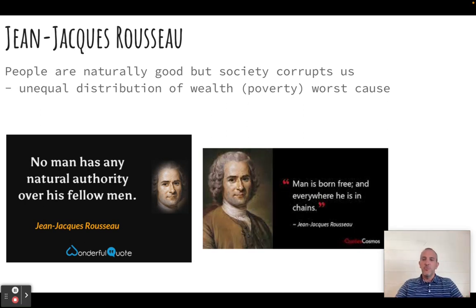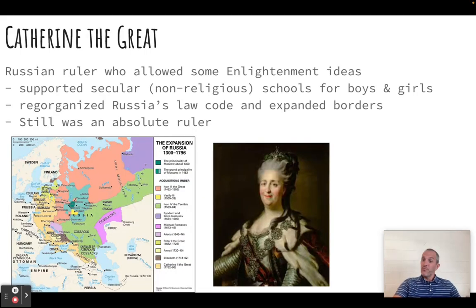His famous quote is, "Man is born free and everywhere is in chains," meaning that we are born free with an open mind and goodness, and then what happens as a result of what society does is it corrupts us. So that's Rousseau. We also have this one.